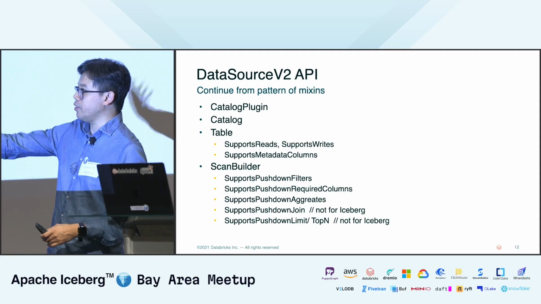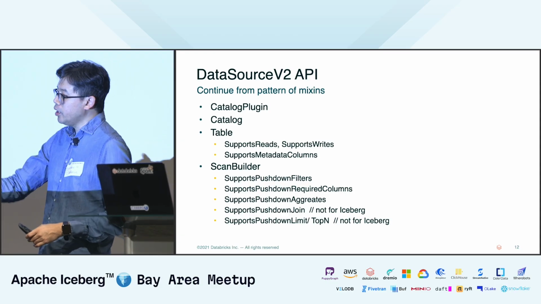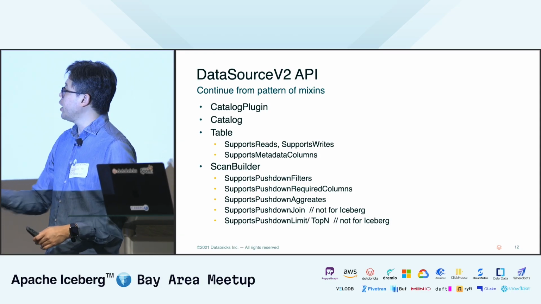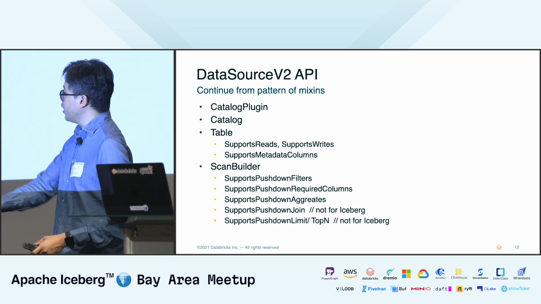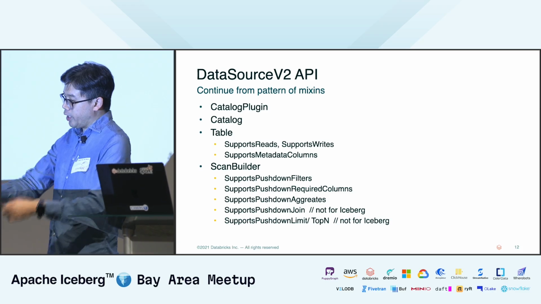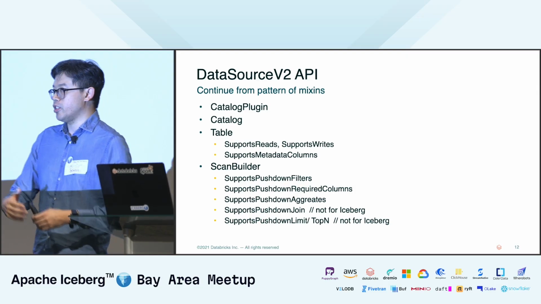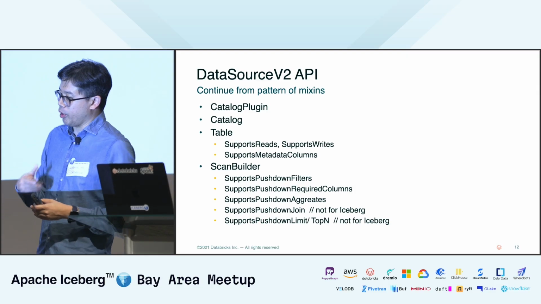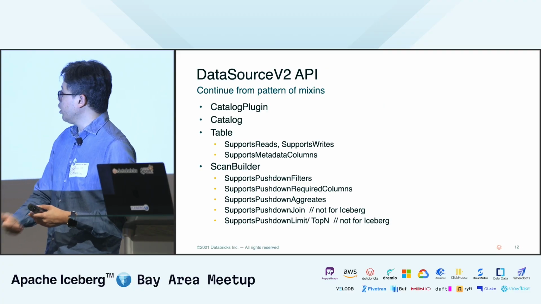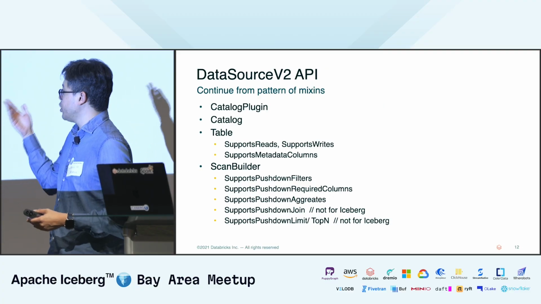So we'll have traits even now to plug in the catalog. I'll talk about that later. But for example, over table, you can now have traits to say, I support read, support write, support new things like metadata columns that Iceberg supports. And then once you're ready to read, there's a scan builder with traits that you can implement. For example, I support an optimized read where I can push down filters or push down column pruning or aggregates, push down join and limits.